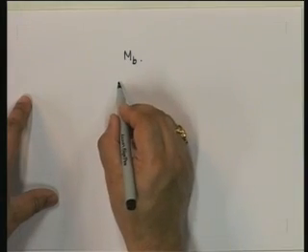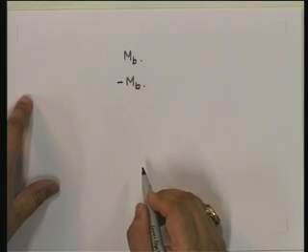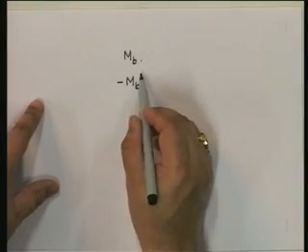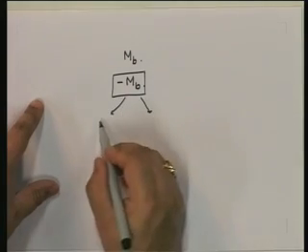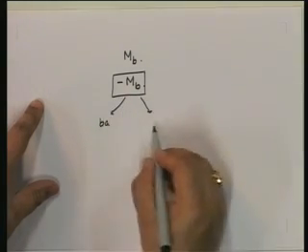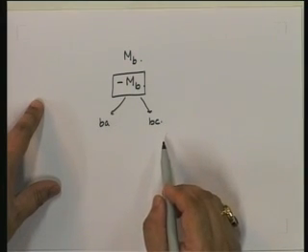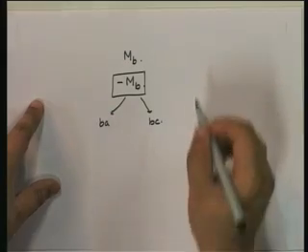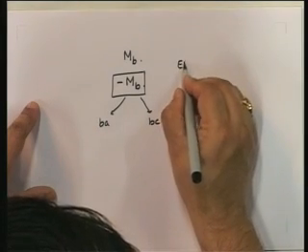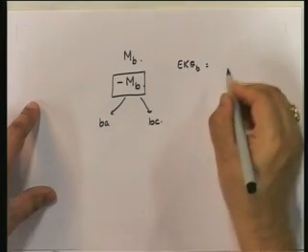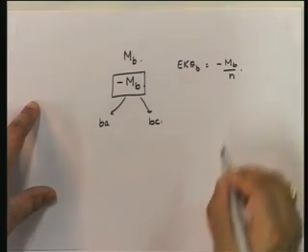Okay? We take minus MB, and distribute this moment to BA and BC. How do we distribute this? This will get distributed exactly. Let us see what do we get. 4EK theta B is equal to minus MB upon N. Right?